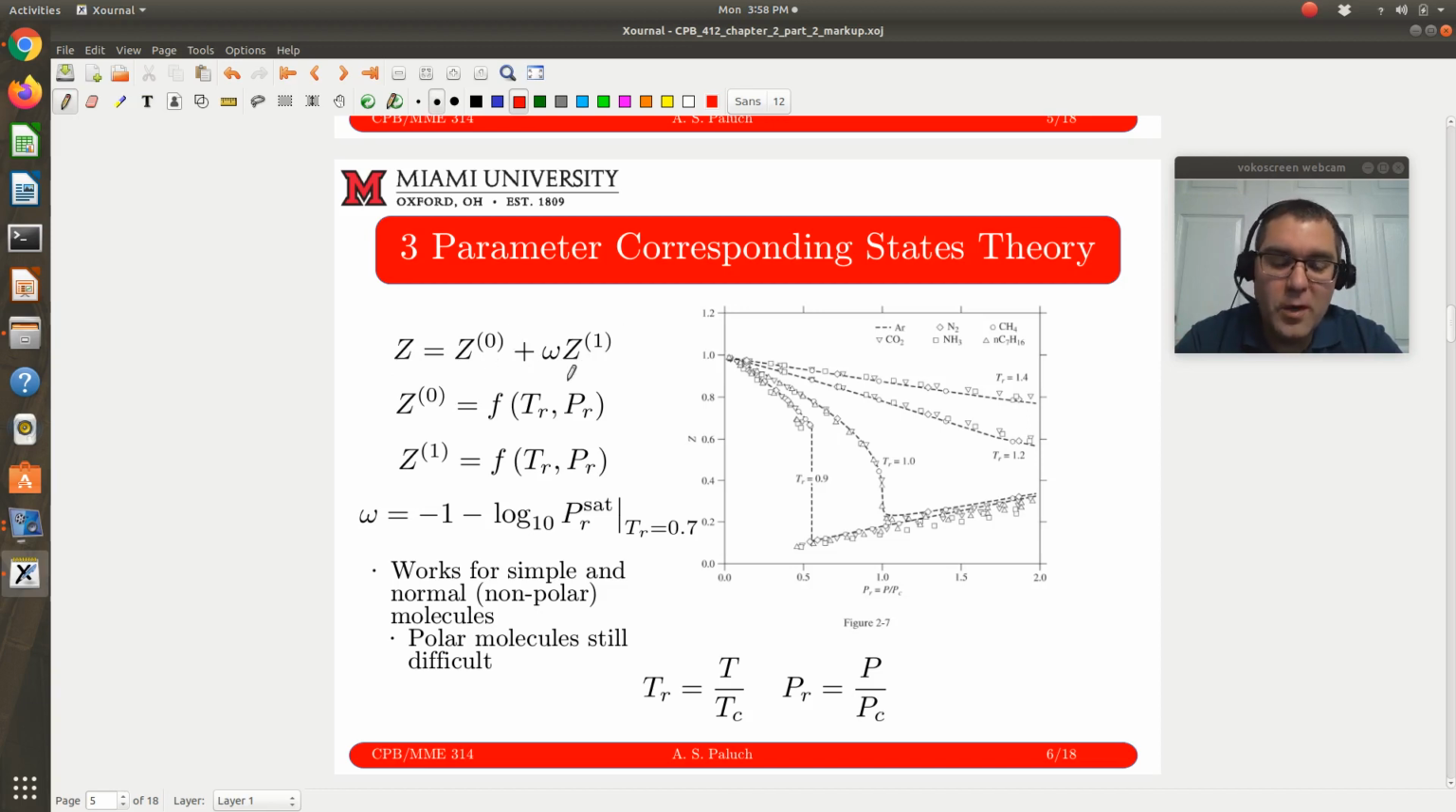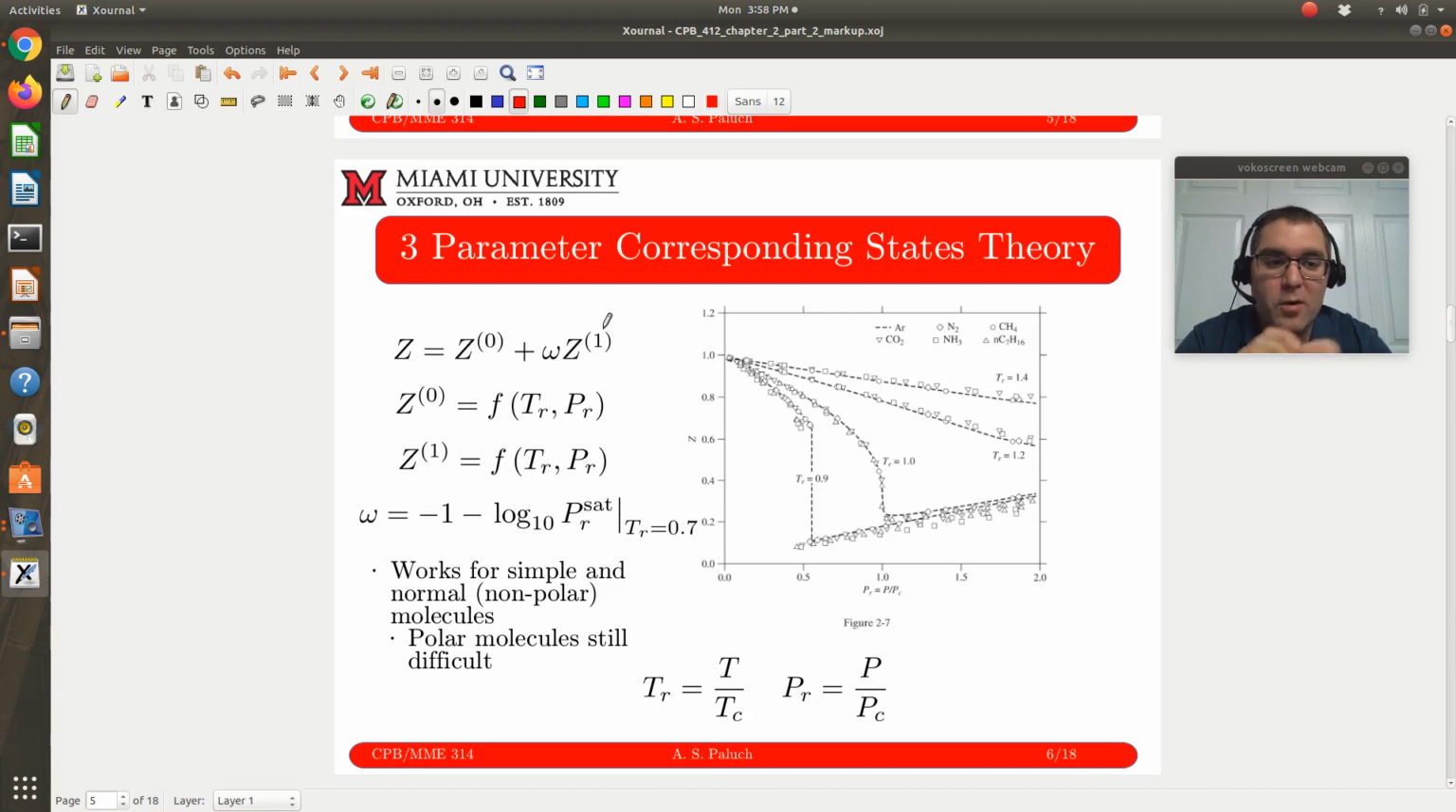And so with that, he's able to achieve improved predictions for Z using this equation, Z0 plus omega Z1. So for simple molecules, omega is 0. For non-simple molecules, omega is non-zero, and so this term will be non-zero. Z1, he found, is also just a function of temperature and pressure. So it extends the range of applicability. It's not great, but it extends the range of applicability. And again, it's just so simple. It's beautiful, right? Again, think about the time in which this was done.